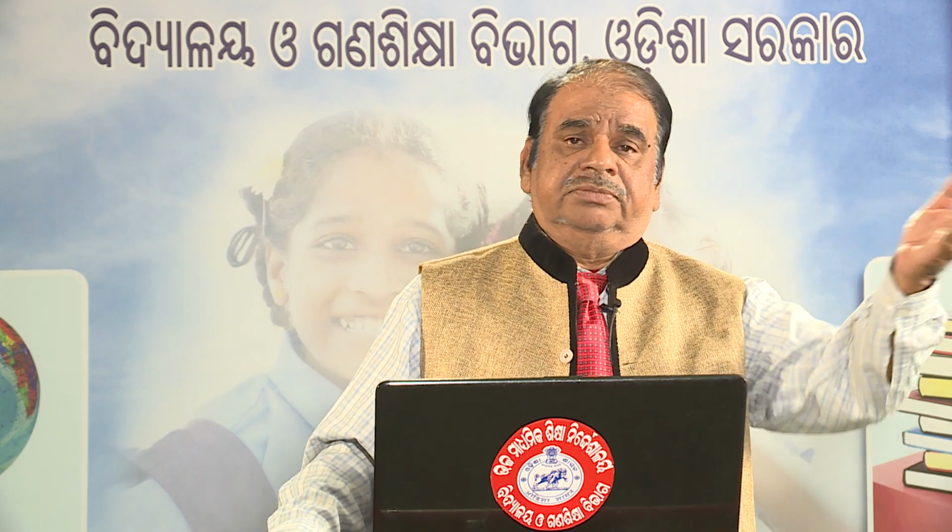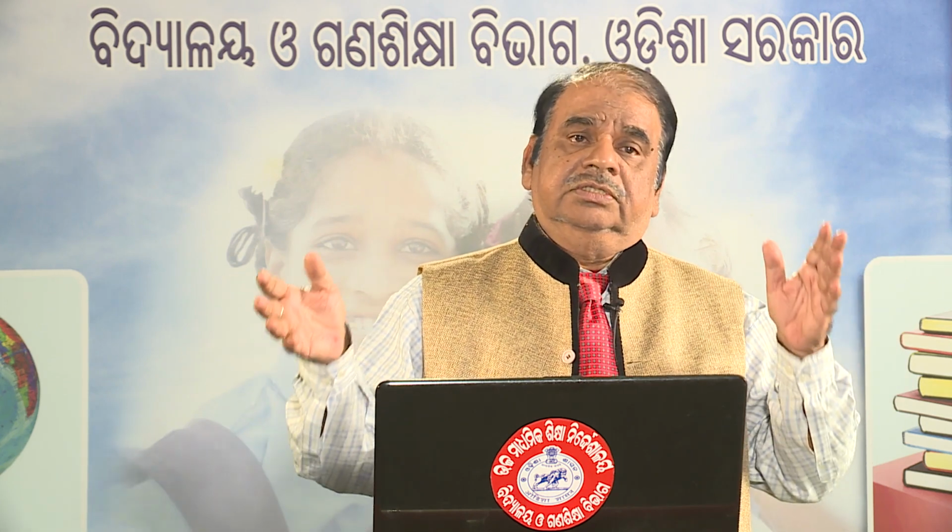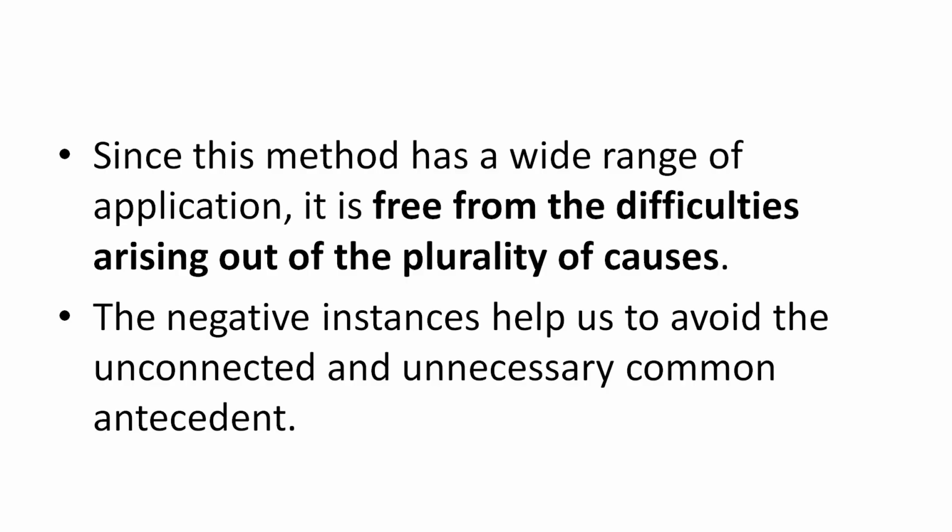We have already seen that the method of observation is always very wide in its nature. So, since it takes into account both observation and experiment, observation depends upon nature, experiments are under our control, and since this method uses both, it has a very wide range of application. Since this method has a wide range of application, it is free from difficulties arising out of the plurality of causes.